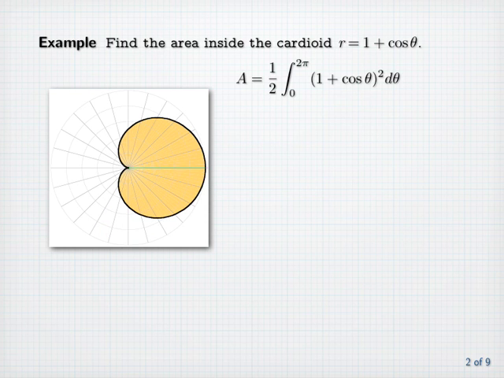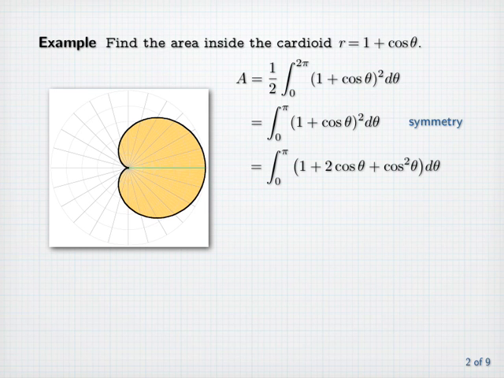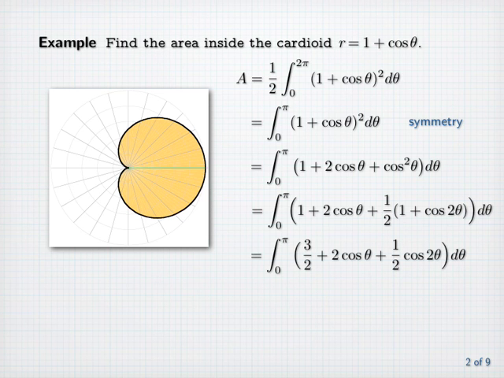By symmetry, this will equal 1/2 of 2 times the integral from 0 to pi, so the area will equal the integral from 0 to pi of 1 plus cosine theta squared d theta. To compute this, let's first expand the integrand, which gives 1 plus 2 cosine theta plus cosine squared theta. Now let's rewrite cosine squared theta as 1/2 of 1 plus cosine 2 theta, and now simplification gives us the integral from 0 to pi of 3/2 plus 2 cosine theta plus 1/2 cosine 2 theta d theta.